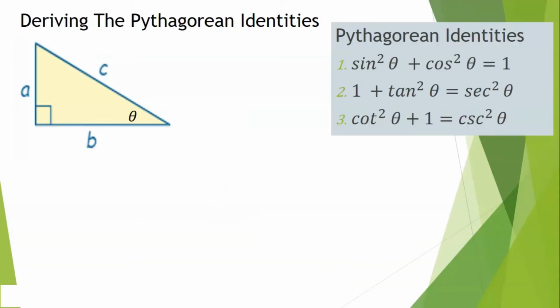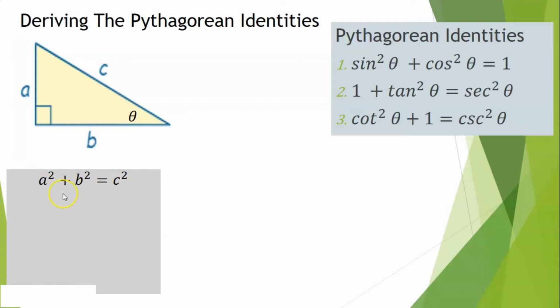Next. Now, another set of trigonometric identities are the Pythagorean identities. Going back to this right triangle here, and using the Pythagorean theorem, we have a squared plus b squared equals c squared. This is the sum of the squares of the two legs is equal to the square of the hypotenuse. That's the Pythagorean theorem.